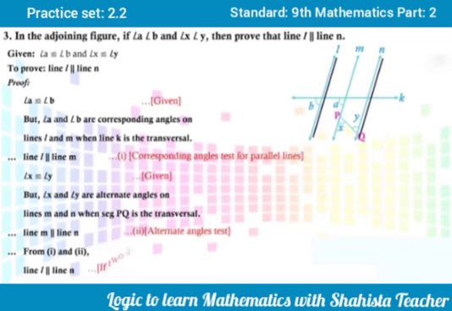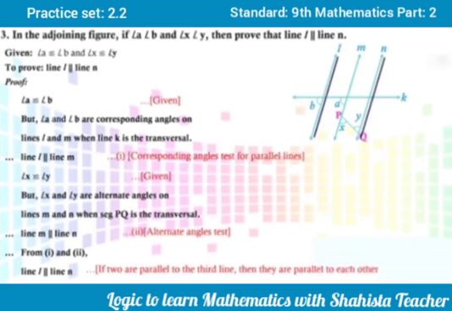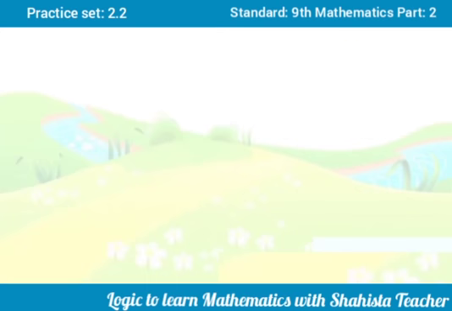That means line L is parallel to M, line M is parallel to line N, so line L is parallel to line N. So if two lines are parallel to a third line, then they are parallel to each other. After solving question number 1, question number 2 and question number 3, let's solve question number 4.